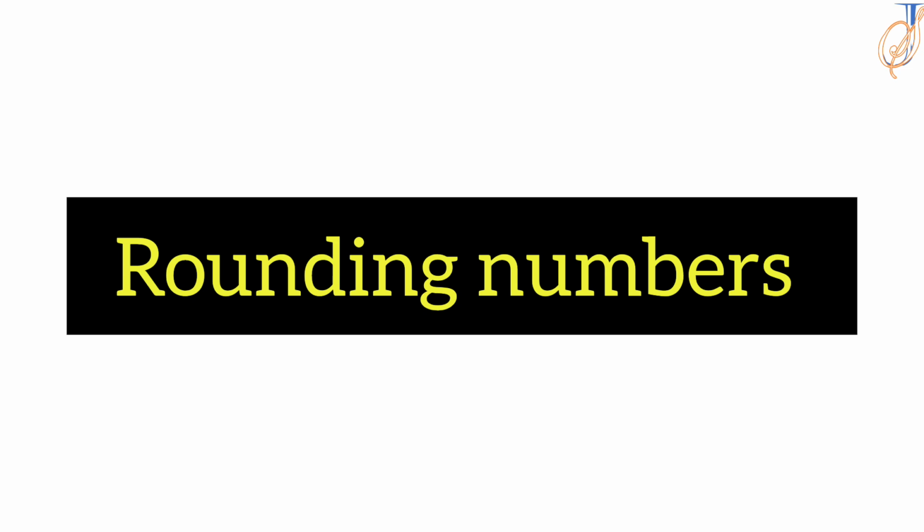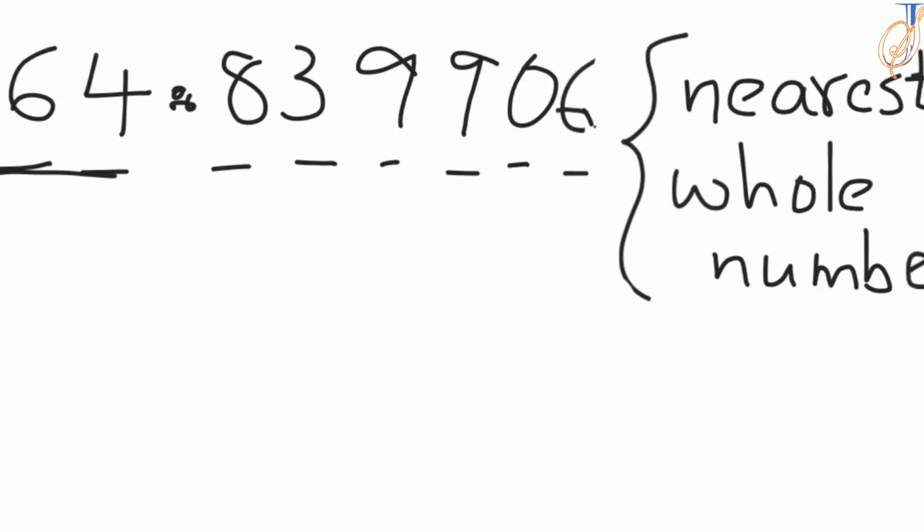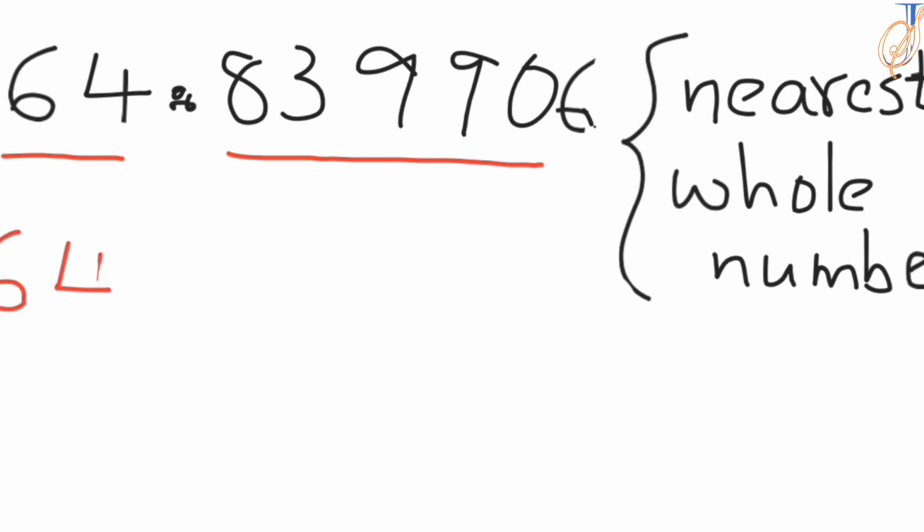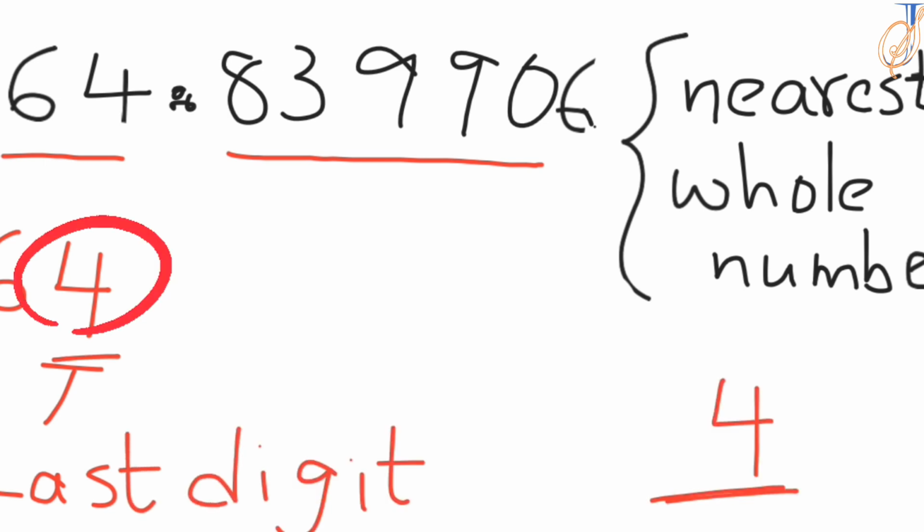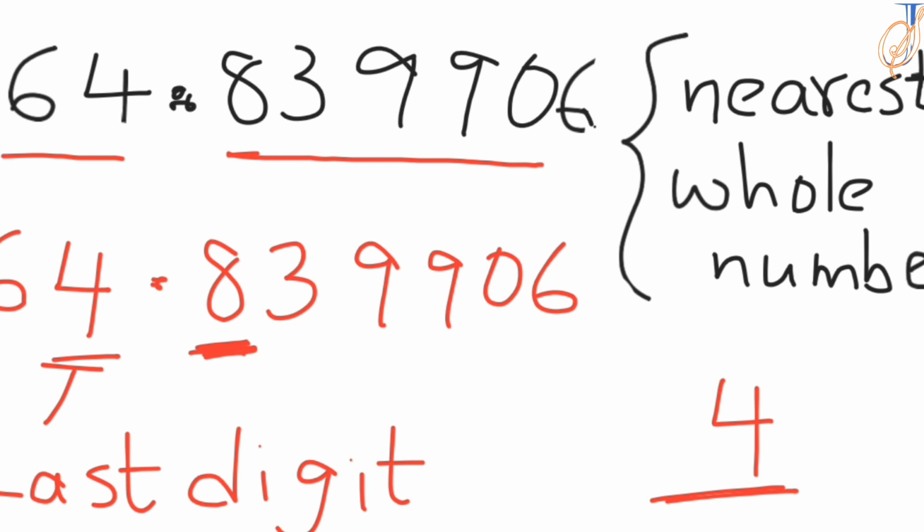Now we will see rounding numbers with examples. 64.839906, nearest whole number. Observe this number. Here 64 is the whole number and the remaining are decimal places. They are asking for the nearest whole number. So we have to take only the whole number, which is 64 here. In 64, we have to observe the units place. We can call it the last digit. This is the number we have to round up or down. To figure out, you have to look at the next digit, which is 8 here. We can call this the decider.